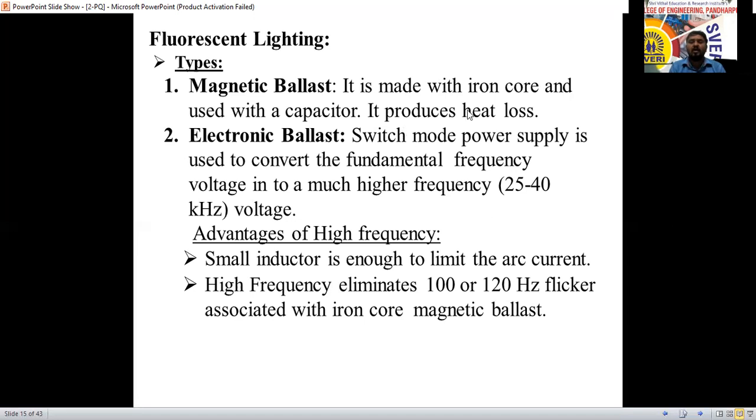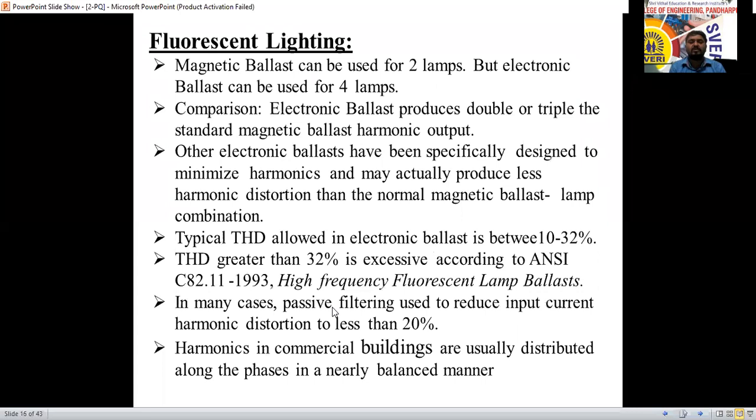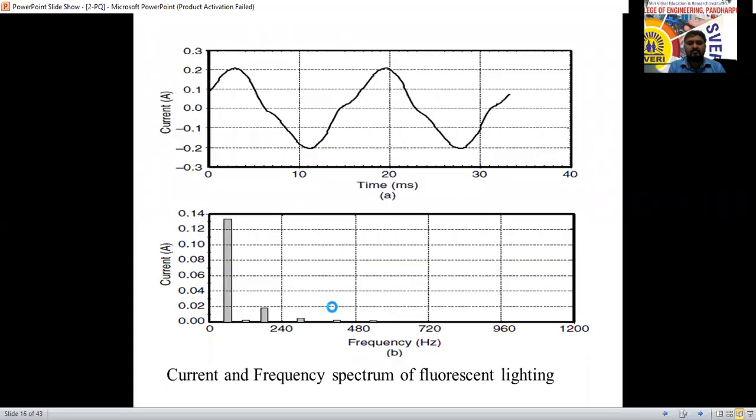High frequency eliminates the 100 or 120 hertz flicker associated with the iron core magnetic ballast. By using an iron core magnetic ballast, flickers appear. By using a high frequency, it is going to eliminate those flickers. So these two are the advantages of using high frequency.